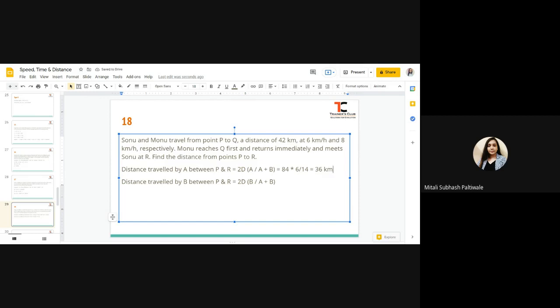Okay, this is how, look at this. Distance traveled by P and R. Sonu is going to P and R because Monu reaches Q first. Monu is reaching Q, but because Sonu has lesser speed, he will reach late, so he will be in between P and Q. So let's see.